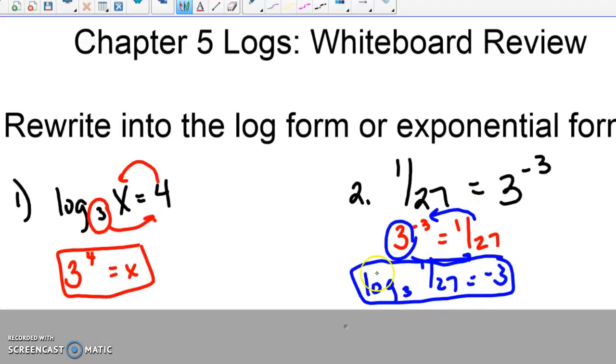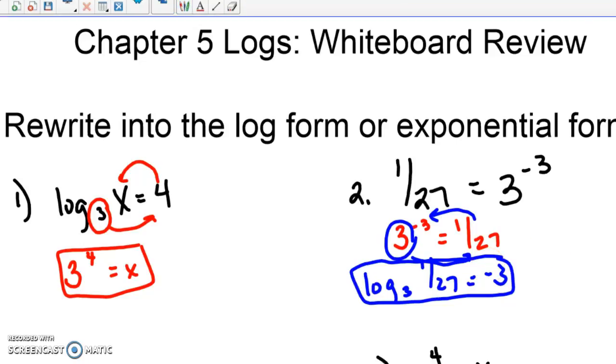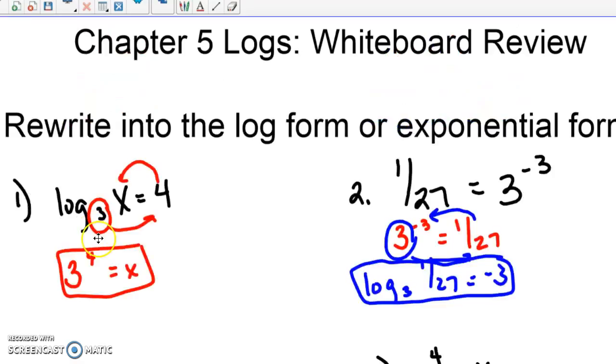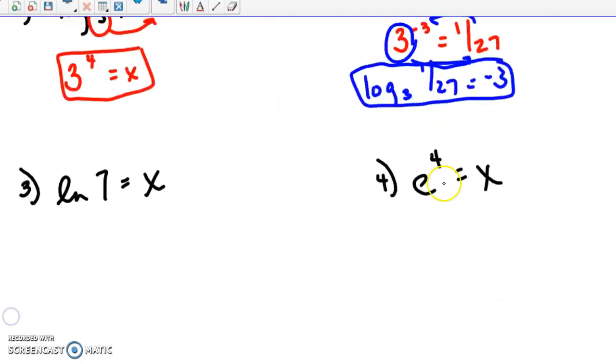And for this one, you can check your answer and verify that you're correct by log of the tall number divided by log of the smaller number, and it should equal the right side. Okay, so let's take a look at two more with natural logs. So go ahead and change to exponential for the first, and then change to the log form for the second.